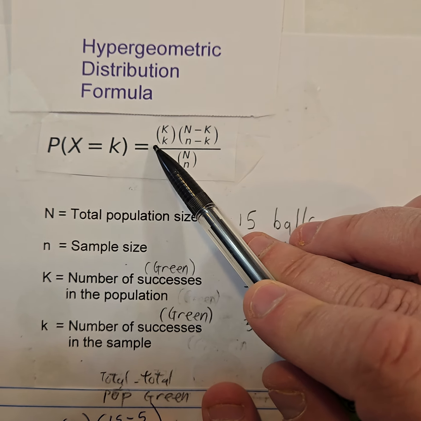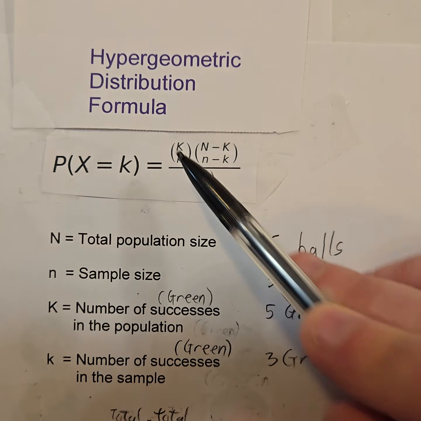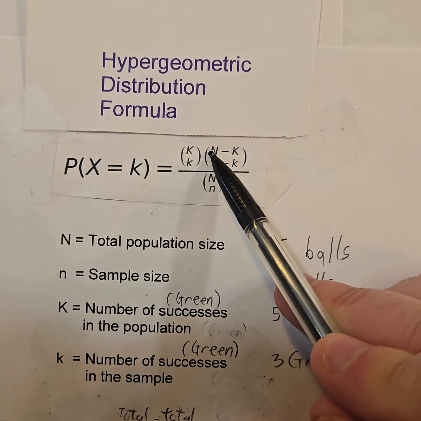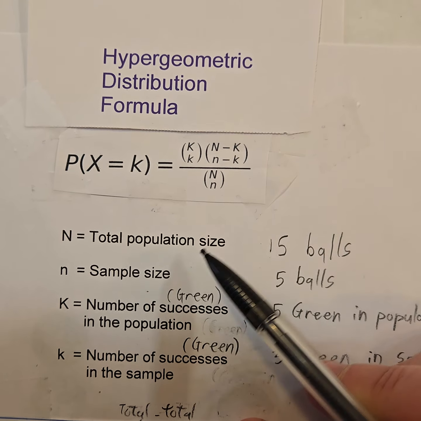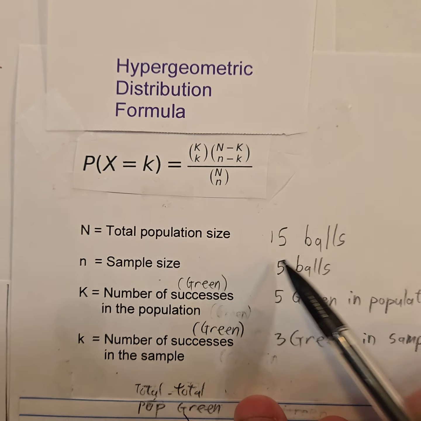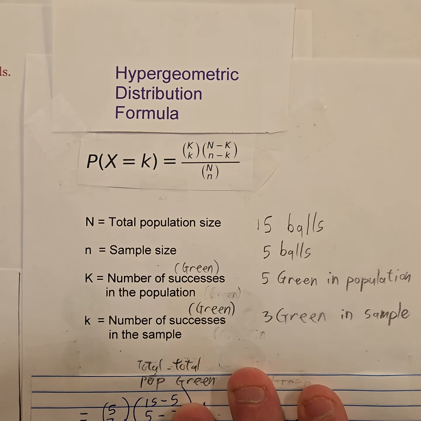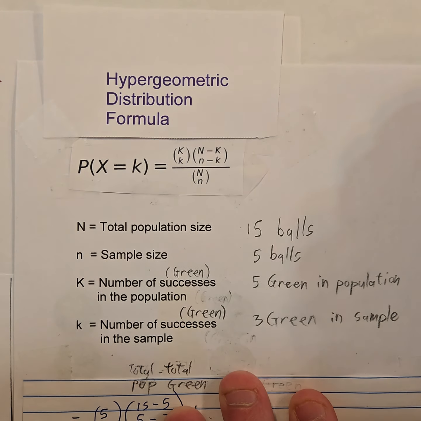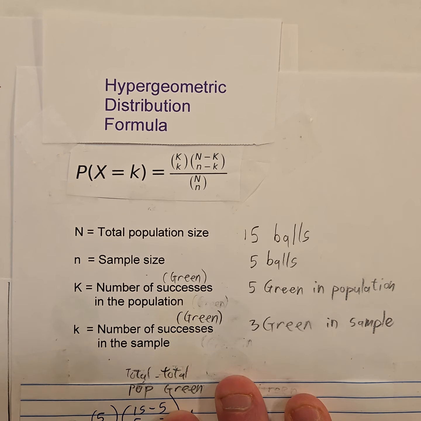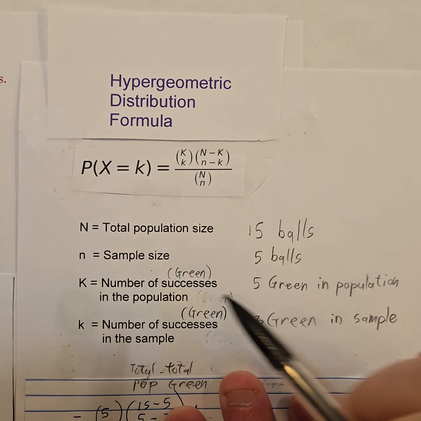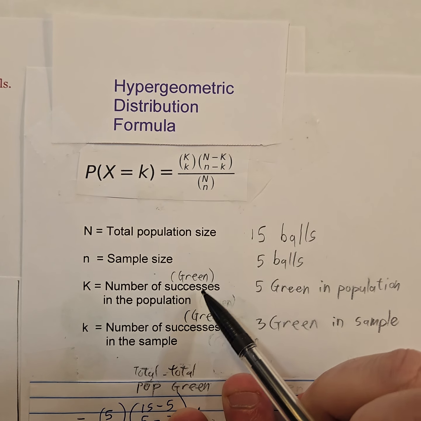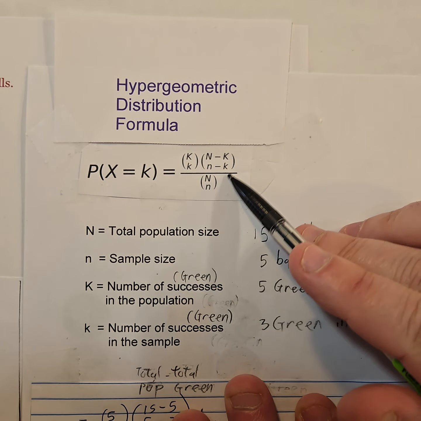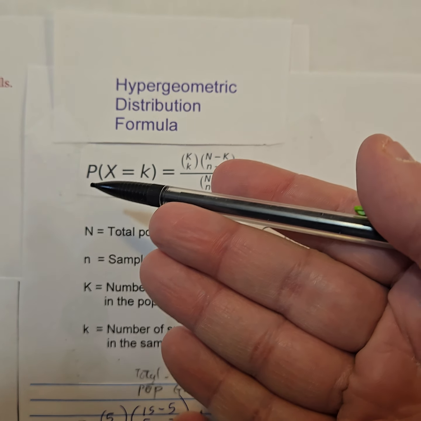And this is the formula. Each letter has a meaning. That big N is how many altogether. In our question, it's 15. We had 15 balls. The little n is the sample size. If I remember, we picked 5 at random. That's 5 balls. The big K is the number of successes. They call it successes because it's a general formula. Here we're dealing with balls.